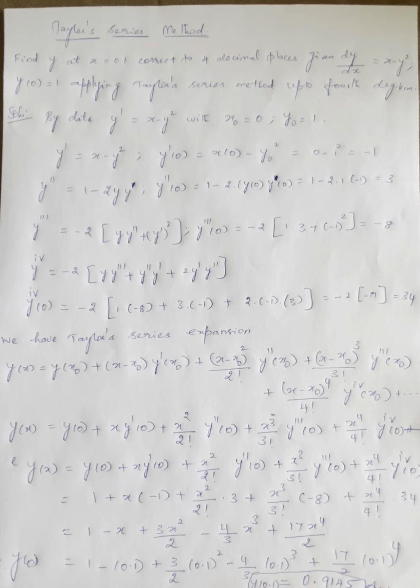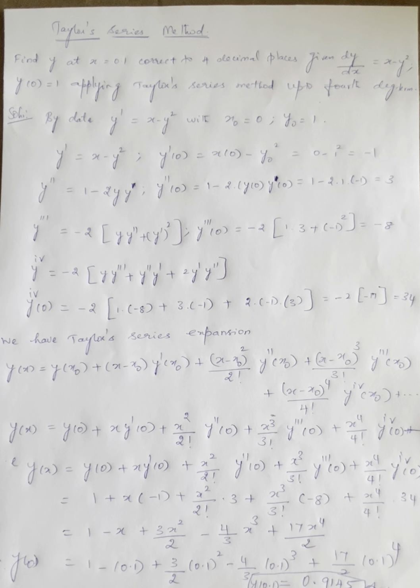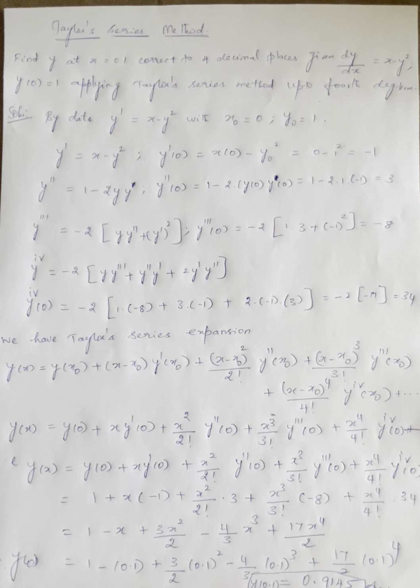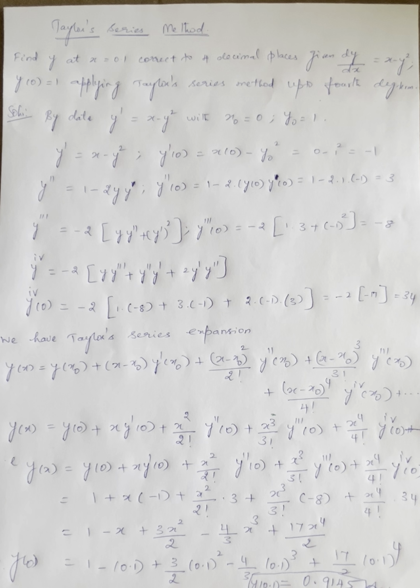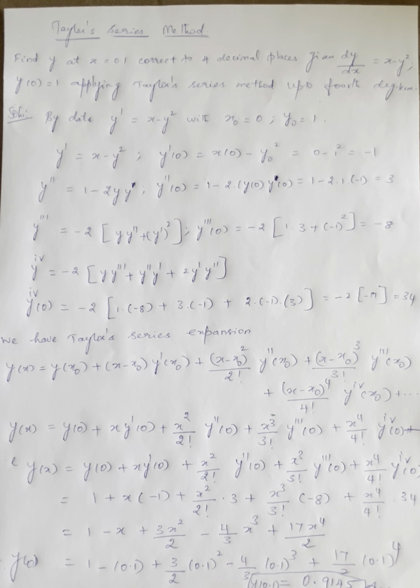Now what we need to find out is y of x at x is equal to 0.1. What will be the value of y? So let us substitute: wherever you see x, just replace it by 0.1, and on simplification you arrive at y of 0.1 is equal to 0.9145. So that is the solution for this problem by using the Taylor series method.